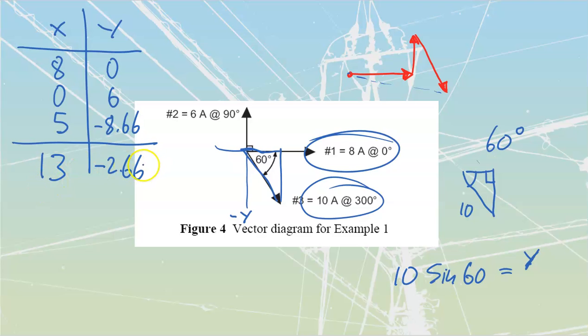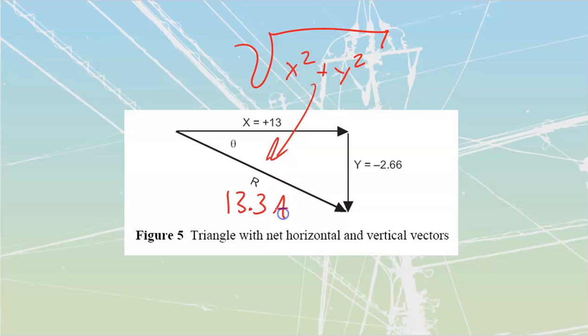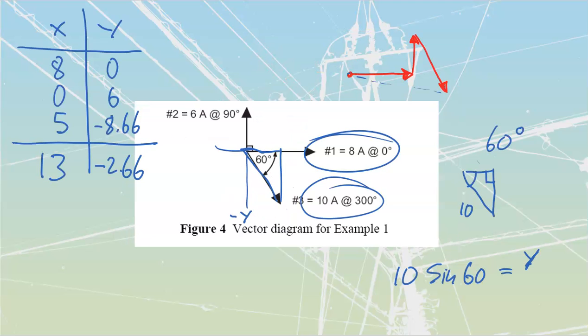As soon as we've got this x and this y value together, we can place them into a triangle. You should have a triangle that looks something like that. What you could do now is solve from this using Pythagoras, your x squared plus your y squared, and then take the square root of all of that. As soon as you punch in 13 squared plus negative 2.66 squared and take the square root, it's going to bring you to a value of 13.3 amps. So this vector that we sketched out before has a total magnitude of 13.3.